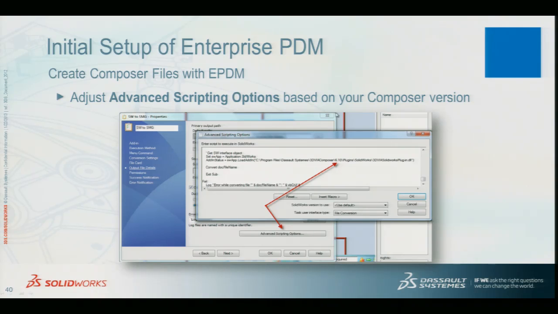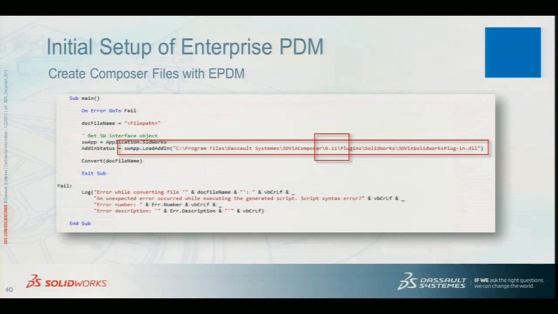Now, this image basically shows taking the Task add-in and the file output details, and in the main routine of the advanced scripting options, we've loaded in the Composer add-in. By doing that, when the file save occurs, it's simply going to save the SMG file out, because the Composer add-in is already loaded into SolidWorks and gets run by the Task add-in.